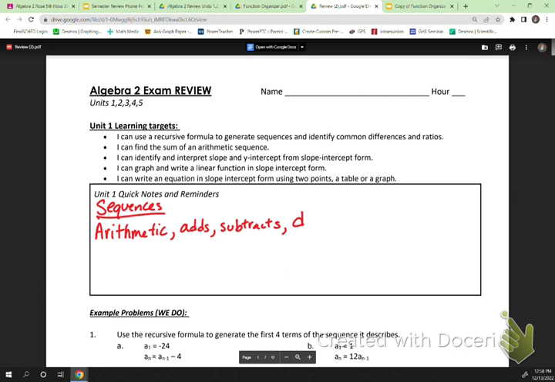Okay, what was the other type of sequence? Geometric. Geometric. And it multiplies. And we use a common ratio r. Is it divided? If it's getting smaller, it's multiplying by a fraction or a decimal.